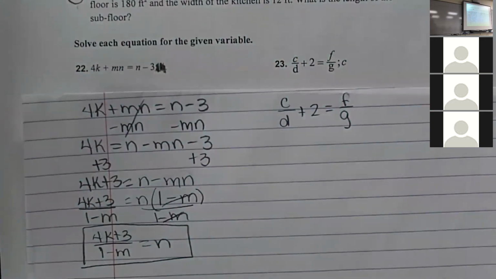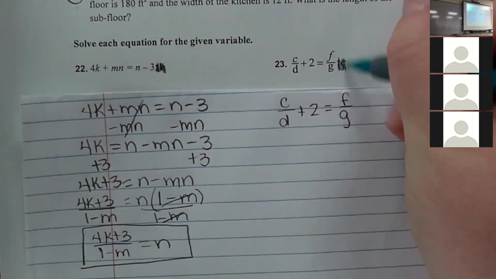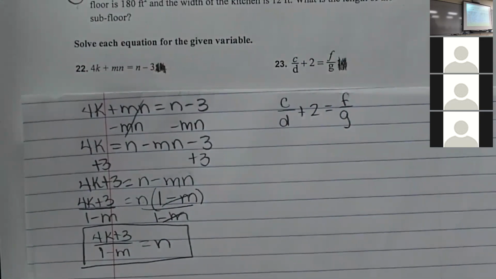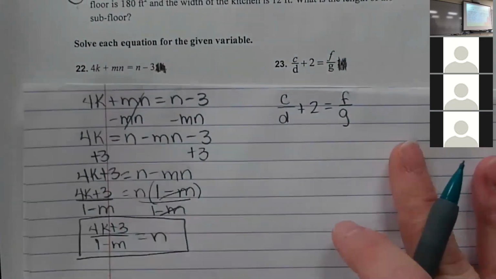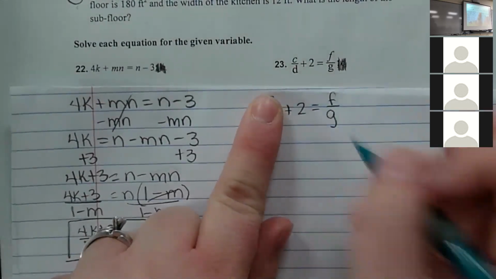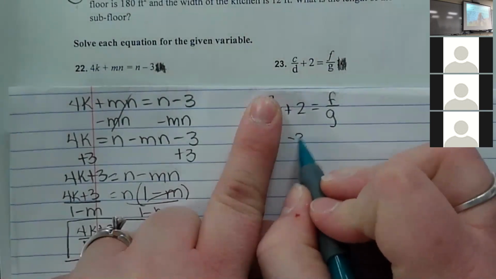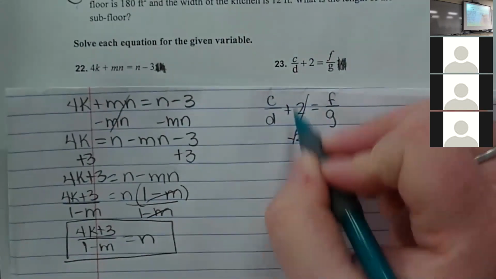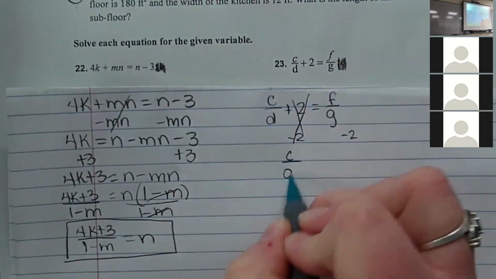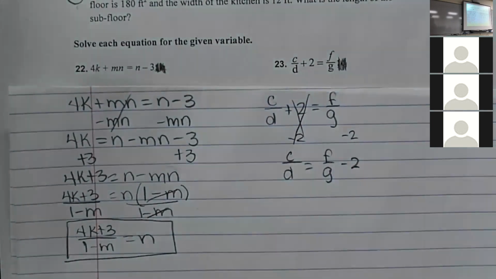That's my goal. Yay. Okay, so semicolon C, so I'm just going to kind of erase that. That means that I want to get C by itself. The goal is to get C. So cover up C. Okay, how do I get rid of the plus 2? Minus it. So I'm going to minus 2 from both sides. So C over D equals F over G minus 2.